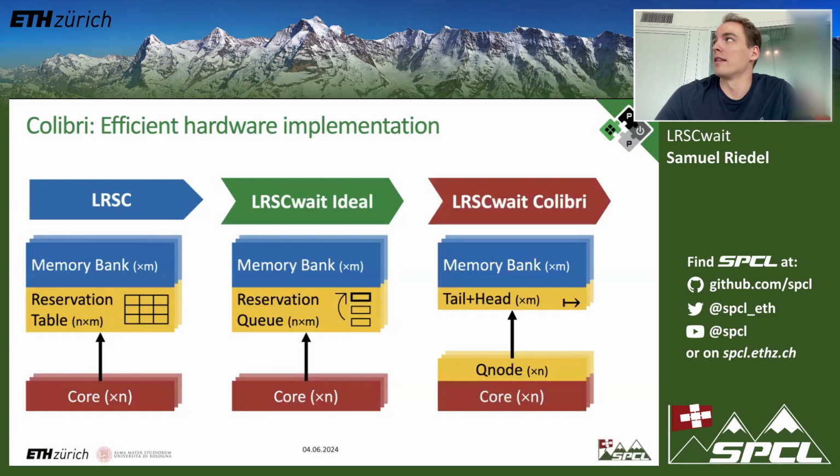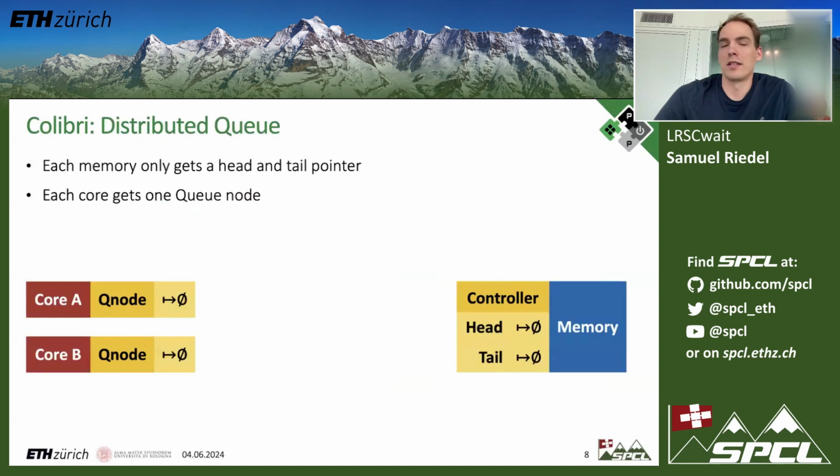But to reduce this complexity, we will now introduce Colibri, where we essentially move from a hardware queue to more of a linked list scheme, still in hardware, and then reduce the complexity drastically because we just need one node per core and some pointers per memory. And how this works is more or less like this. Every memory gets a controller with a head and a tail pointer. Every core gets a node with a pointer, and initially they're all null pointers. Let's say they don't point anywhere.